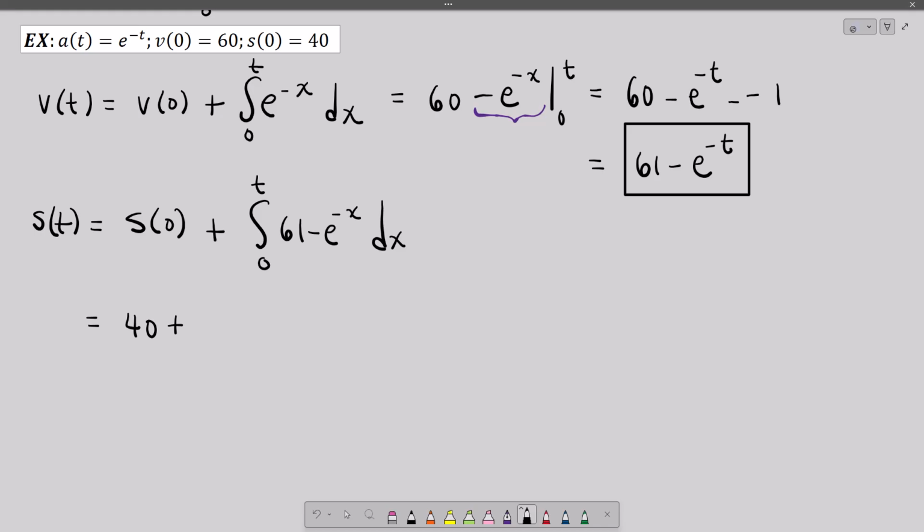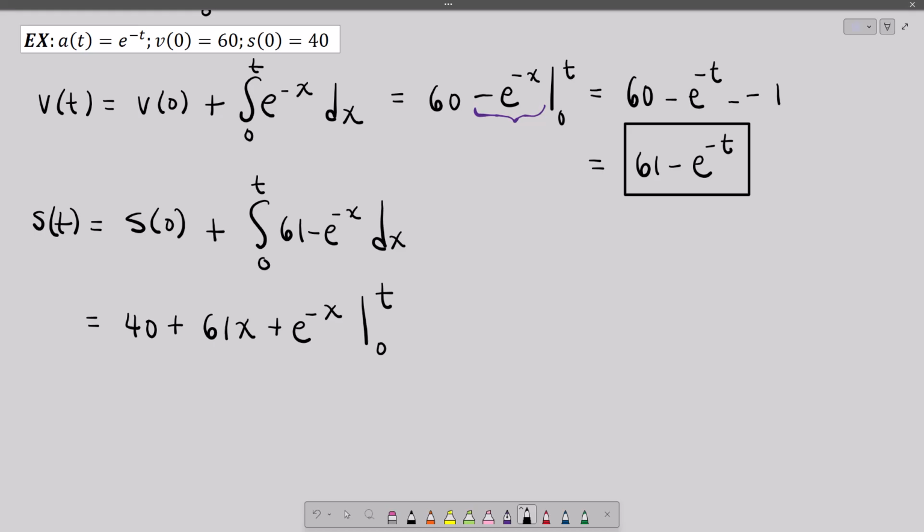Now we're going to integrate term by term. So that integrand has two terms. We just integrate term by term. The integral of 61 is 61x. And the integral here is going to be plus e to the negative x. So the integral of e to the negative x is e to the negative x divided by -1. When you divide -1 into this negative, it becomes a positive. And that is evaluated on the interval 0 to t.